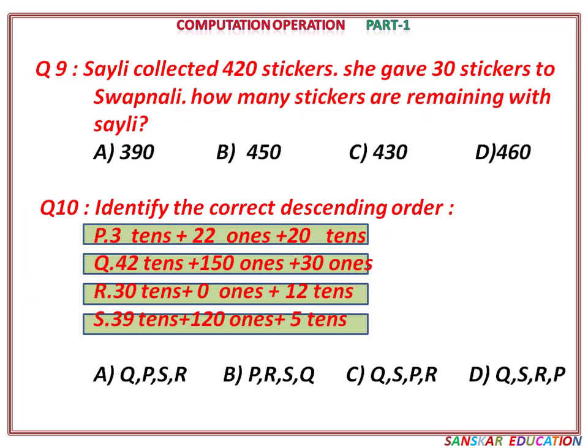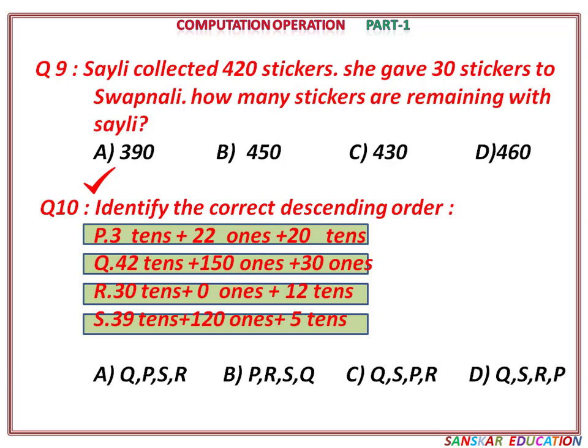Next question. Saili collected 420 stickers. She gave 30 stickers to Swapnali. How many stickers are remaining with Saili? Options are 390, 450, 430, 460. Correct answer is option A, 390.